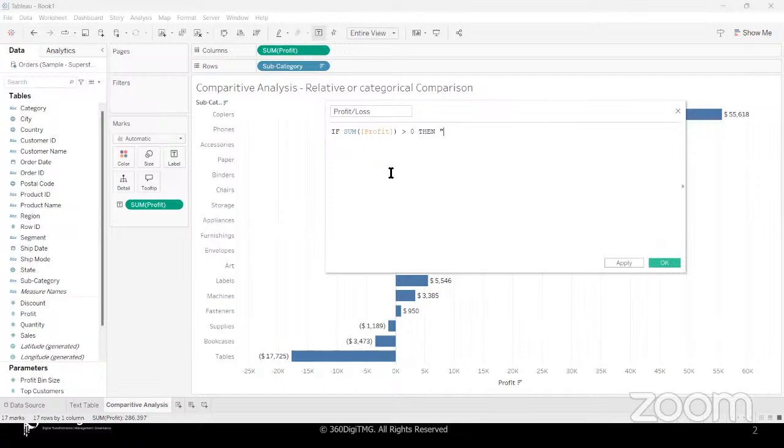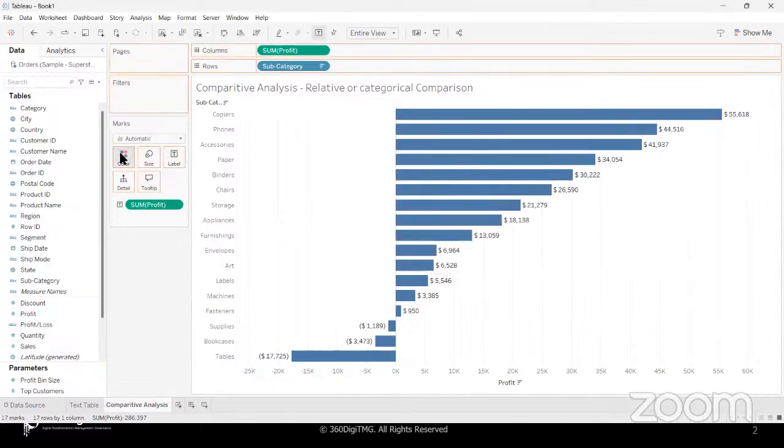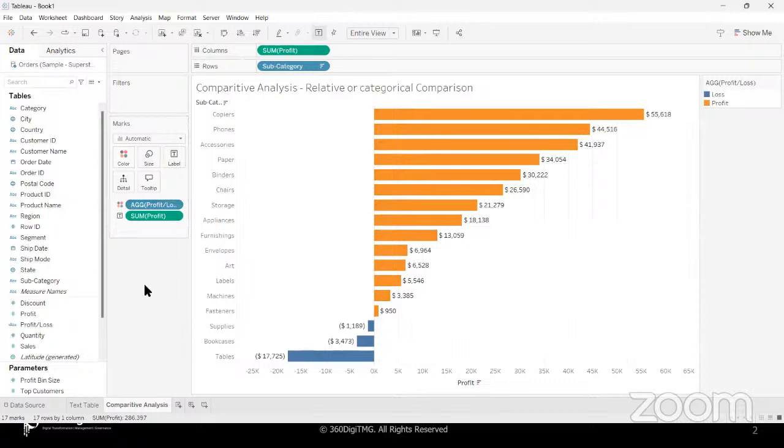Then I will mark it as profit, else I will mark it as loss. Now I'm going to bring this into color shell. When we use something in the color shell, Tableau uses blue and orange as the default color schema. Once upon a time, it was green and red, green for profitable and red for unprofitable.